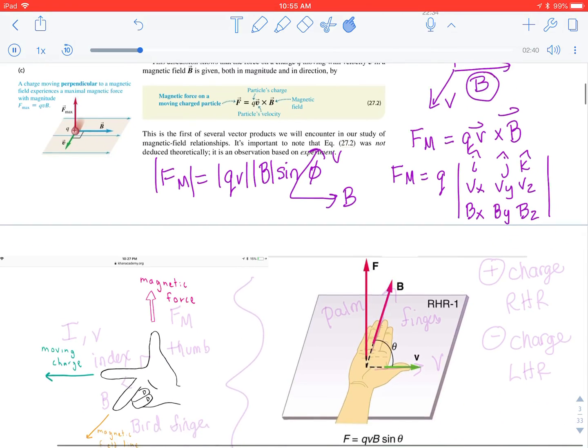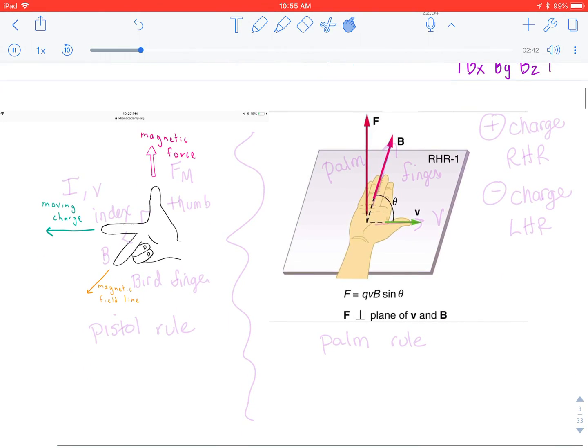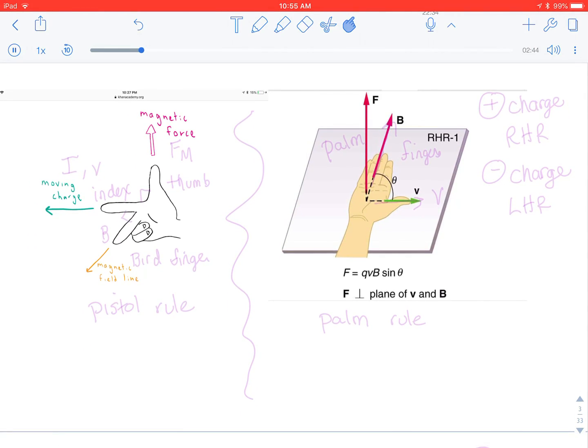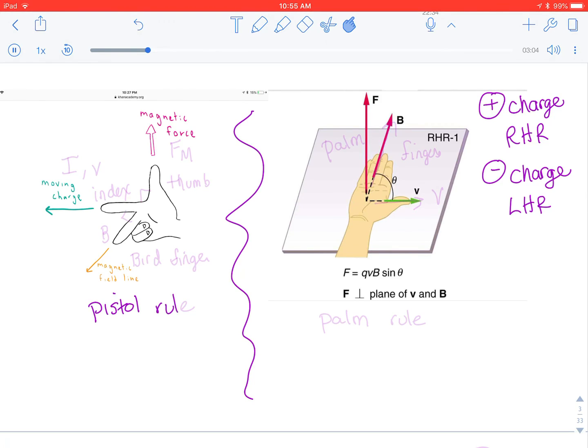Now, if we have to find directions, what we can do is use something called a right-hand rule. If we have a positive charge, we're always going to use the right hand. If we have a negative charge, we're going to do the exact same thing, but we're going to use the left-hand rule. There's two approaches that I'm going to teach you. One is called the pistol rule, and the other one is called the palm rule.